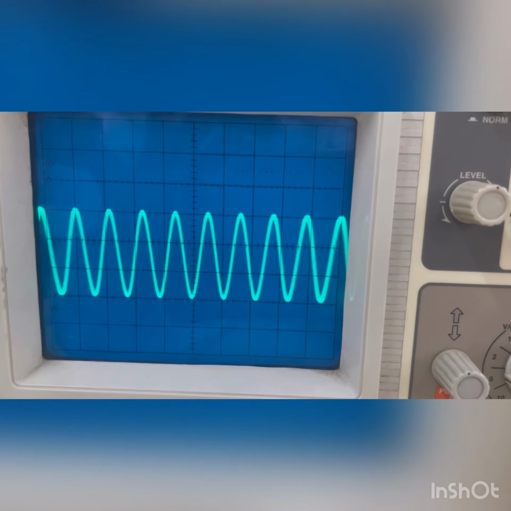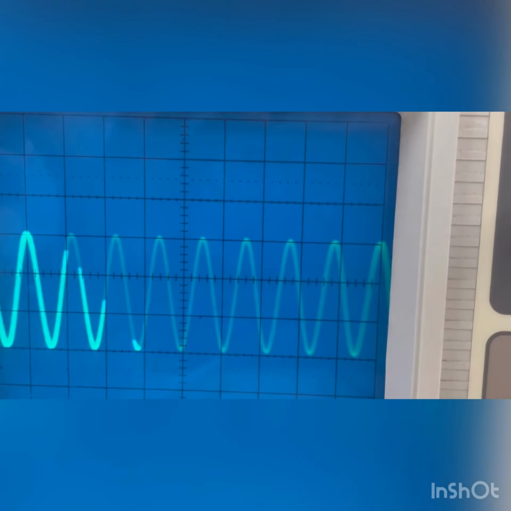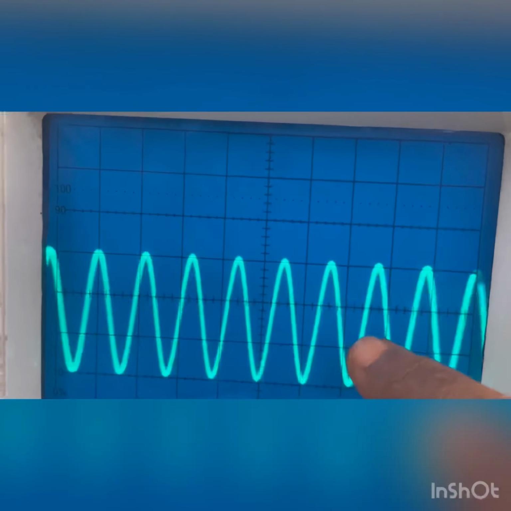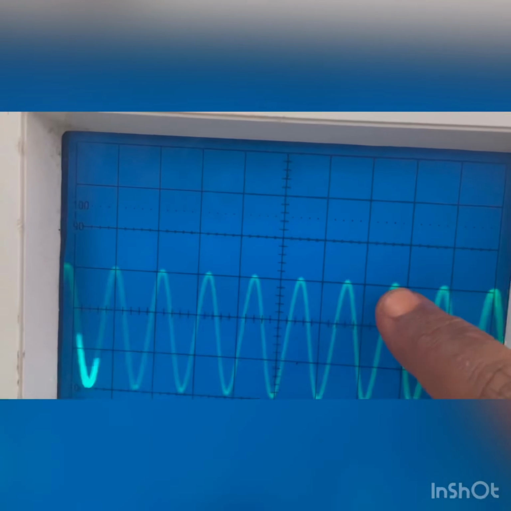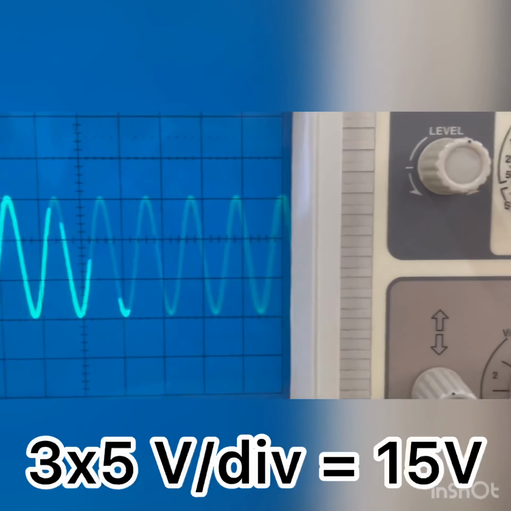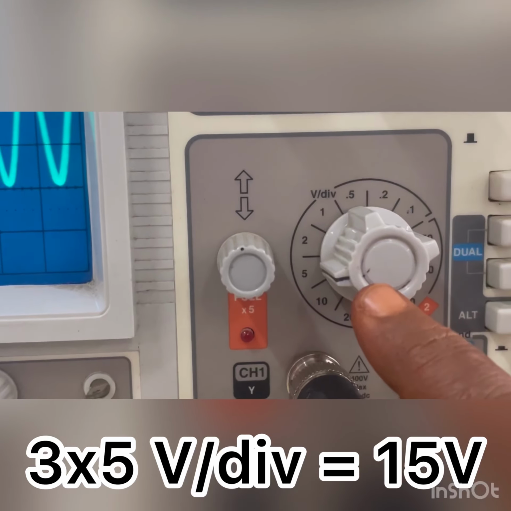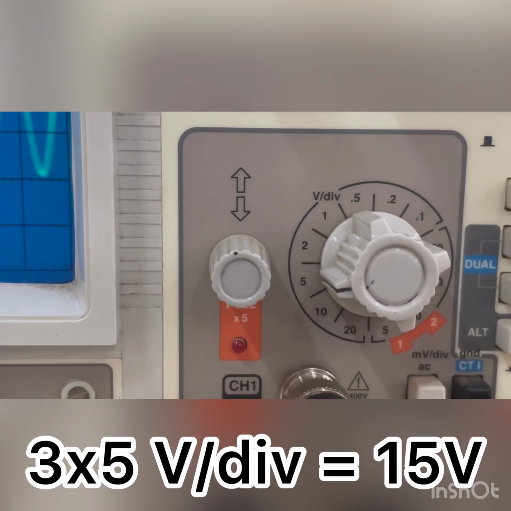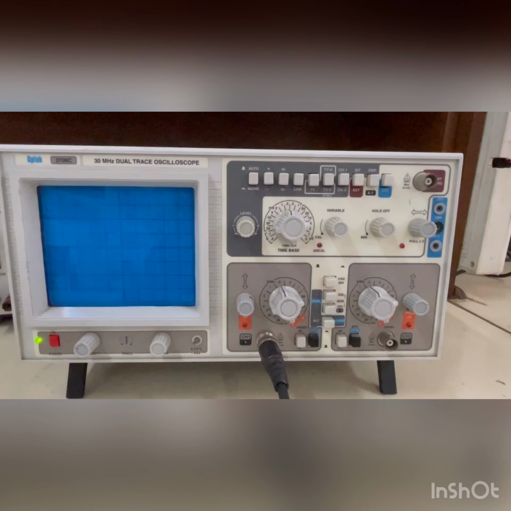Now, we are measuring the amplitude of this sine waveform. On the CRO you can observe the sine waveform with 3 boxes or 3 squares covered in the vertical direction. So, 3 multiplied by the multiplication factor is the amplitude of this waveform. 3 into 5, that is equal to 15 volt, is the amplitude.